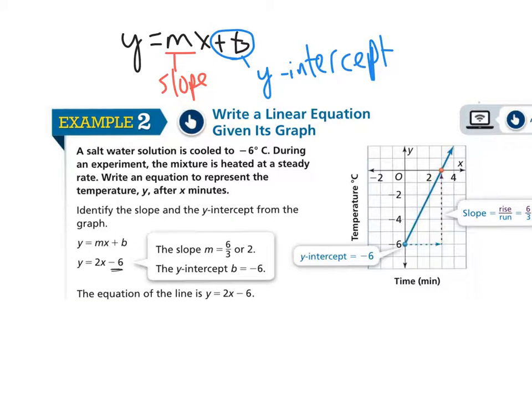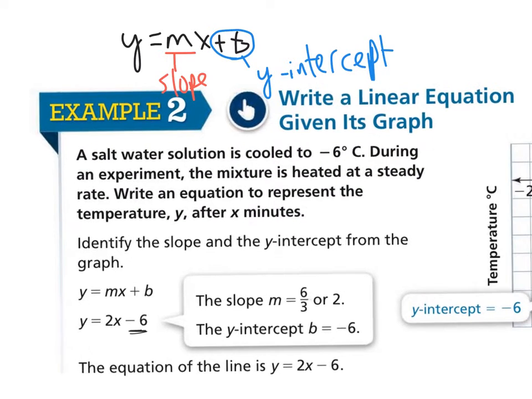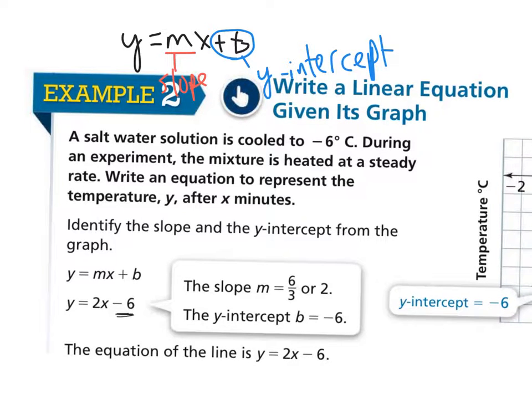So anytime there was a minus something, you can add the opposite, and then you would just have a negative y-intercept. And actually we have that case right here in example 2. So example 2: a saltwater solution is cooled to -6 degrees Celsius. During an experiment, the mixture is heated at a steady rate. Write an equation to represent the temperature y after x minutes.